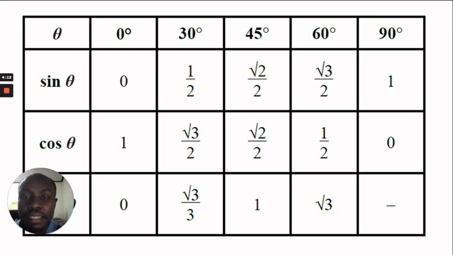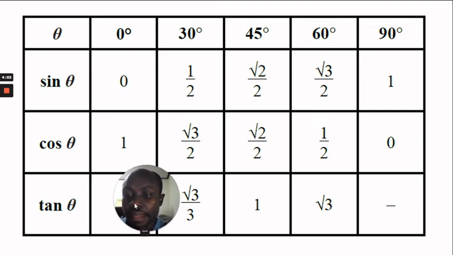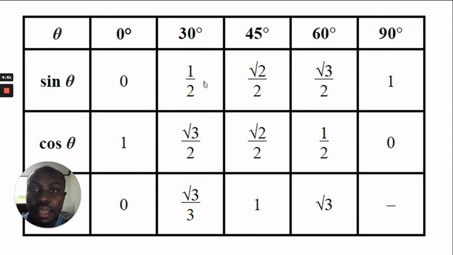Now here is a table to help you find the values for the sine, the cosine, and also the tan. You can see, for example, sine 30 is 1 over 2, sine 45 is root 2 over 2, and so on. You can look at this when you have to do some work with it. But let's look at one example together.